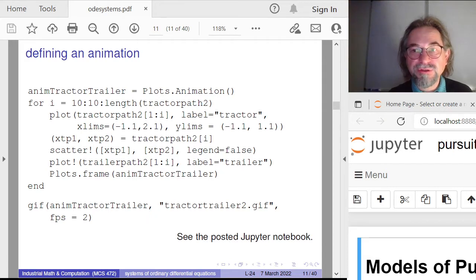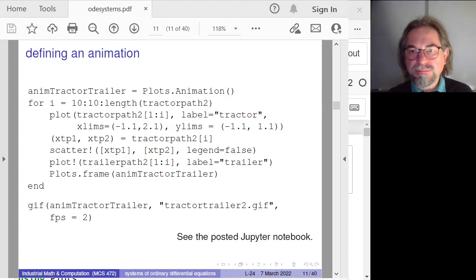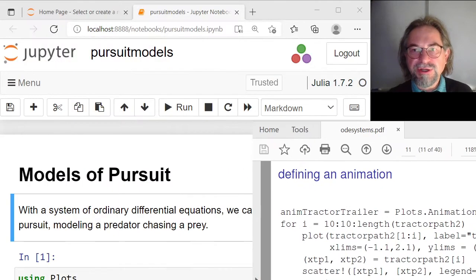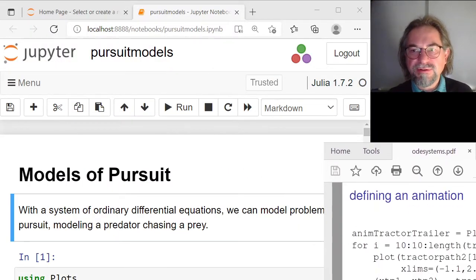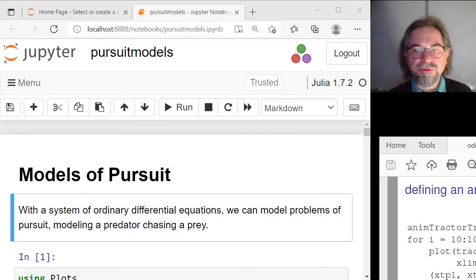Okay, and now I should follow the recommendation of showing the Jupyter notebook. So let's look at this Jupyter notebook. If I can change here to the Jupyter notebook.